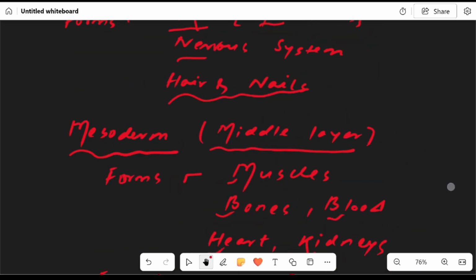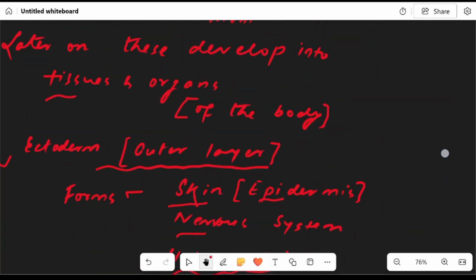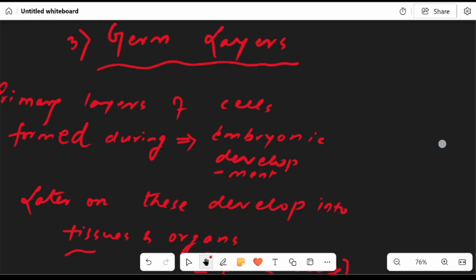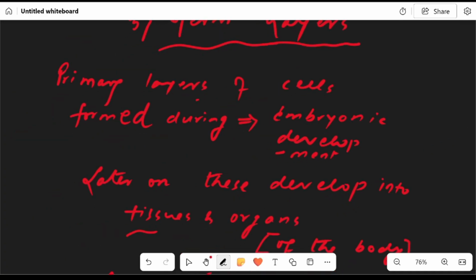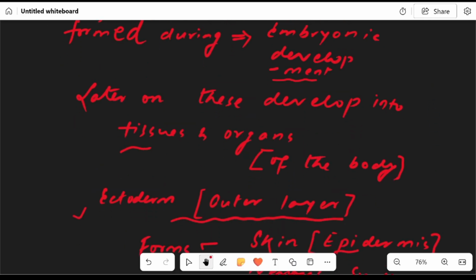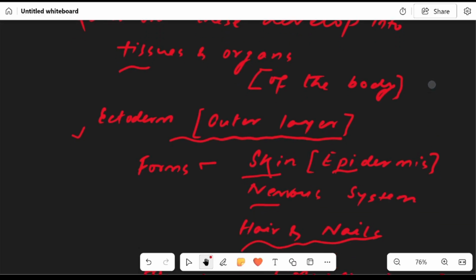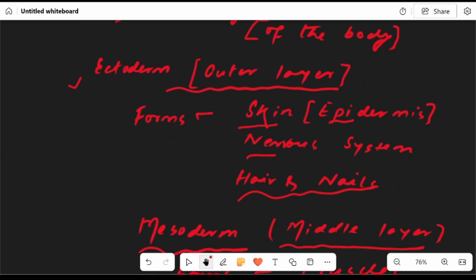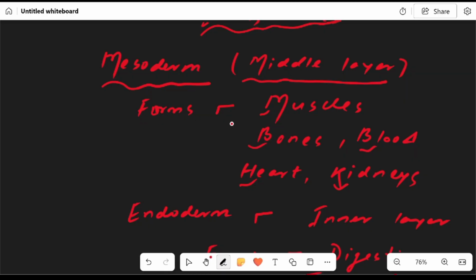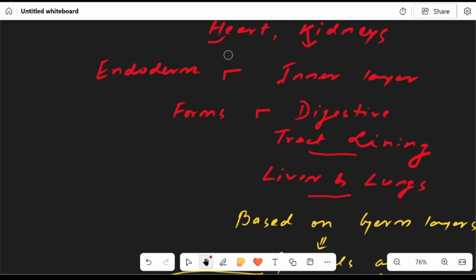So what are germ layers? Germ layers are primary layers of cells that are formed during embryonic development. Later on, these develop into tissues and organs of the body. The outer layer is known as ectoderm. It forms skin, nervous system, hair and nails. Mesoderm is the middle layer. It forms muscles, bones, blood, heart, kidneys. Endoderm is the inner layer, and it forms the digestive tract lining, liver and lungs.